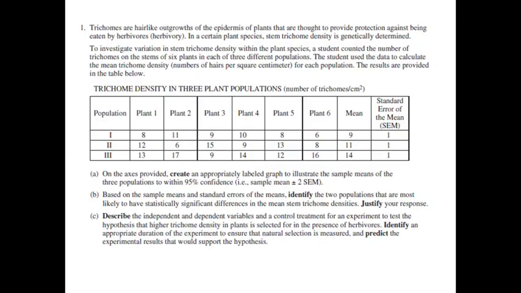Now, part C wanted us to describe the independent and dependent variables and a controlled treatment for an experiment to test the hypothesis that higher trichome density in plants is selected for in the presence of herbivores. The question wanted us to identify an appropriate duration of the experiment, and it also wanted us to predict the experimental results that would support the hypothesis. What I want you guys to get used to looking at are the rubrics for each of these FRQs. You can find those online.